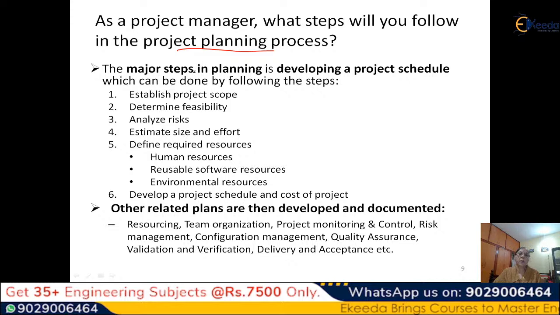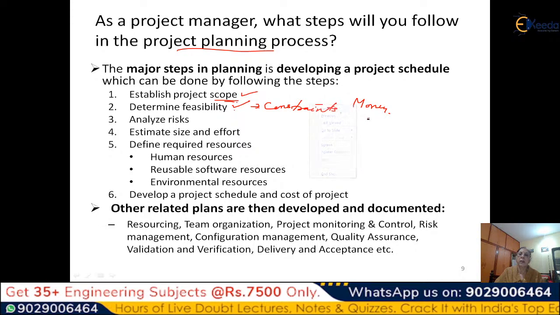The major steps in the project planning process will be, first, we have to do the scope. Then we have to do the feasibility, whether we can do the scope or not, whether it is feasible within the constraints, because we will have some constraints of timeline and also funds. I think we have discussed different types of feasibility in one of the classes. Money and time are the main ones, and we will also look at the technical. If any technical problem is there, we will check that.